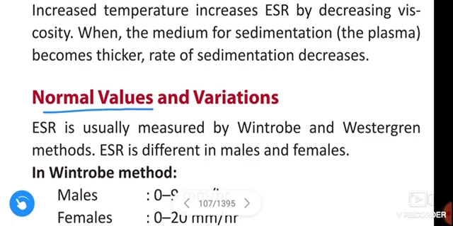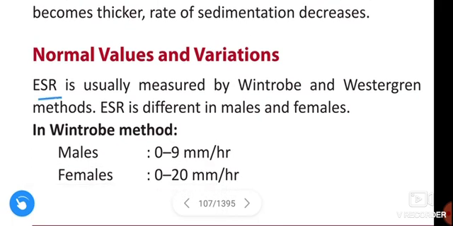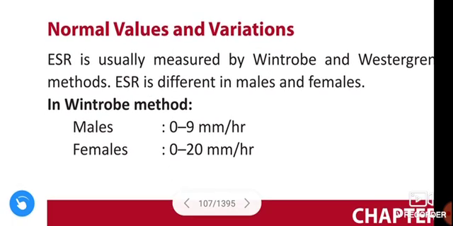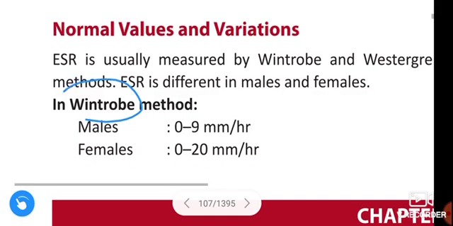Next, normal values and variations. Erythrocyte sedimentation rate is usually measured by Winthrop and Westergren methods. Erythrocyte sedimentation rate is different in males and females. In the Winthrop method, males have 0 to 9 mm per hour, and females 0 to 20 mm per hour.